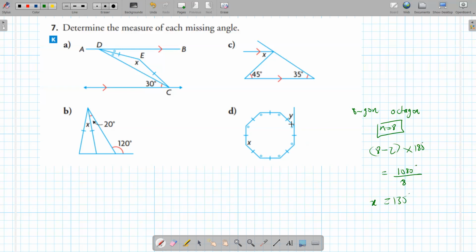If x is 135, you see right here 135, because all the angles must be the same. How do you find y? 135 minus 180? Yes, the other way around. 180 minus 135. 45, there we go. Y is 45, and we're done.